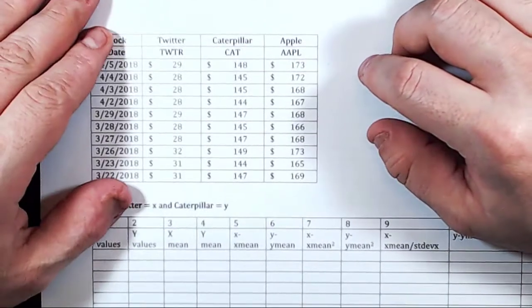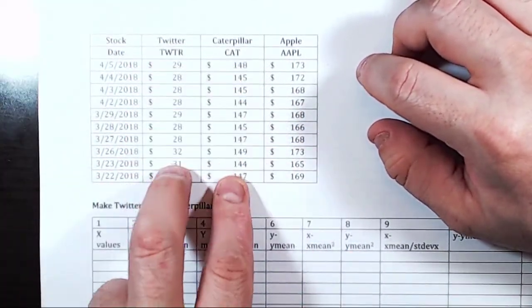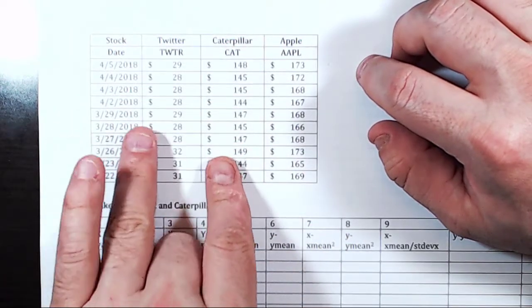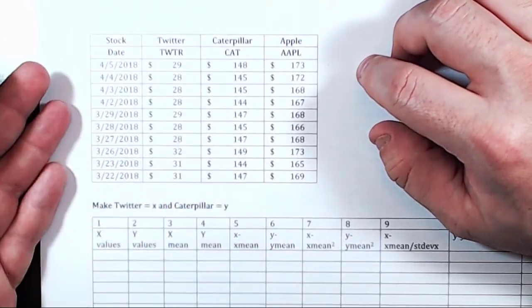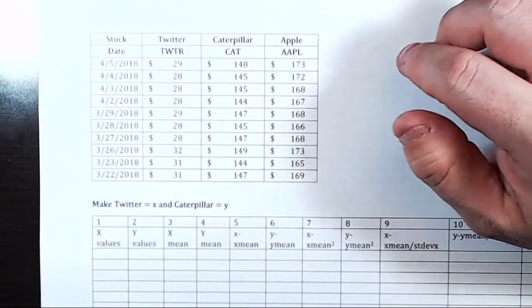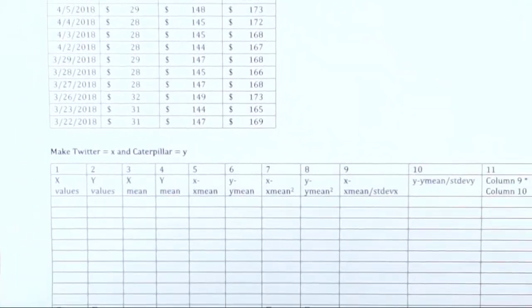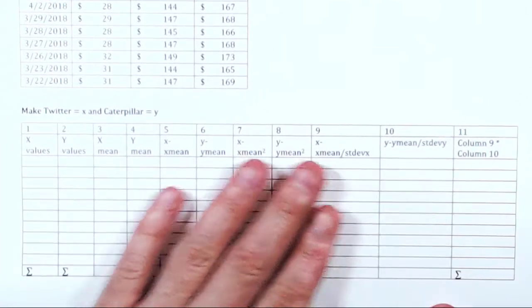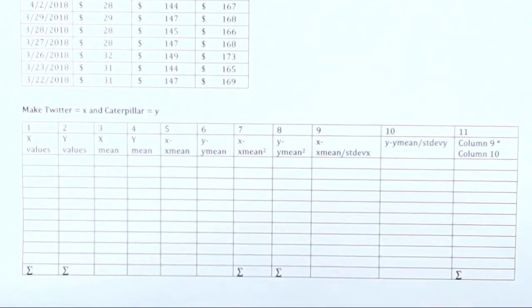Well, we'll see if that's true. We'll also take a look at Caterpillar and Twitter to see if there's any correlation between them. There may not be, all right? But we'll try to find out. And here's how we're going to do it. This table is not meant to frighten you. It's meant to make life easy for you.